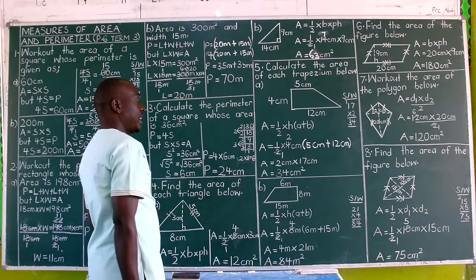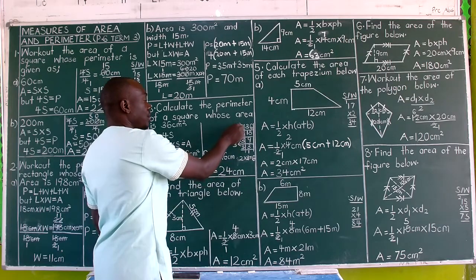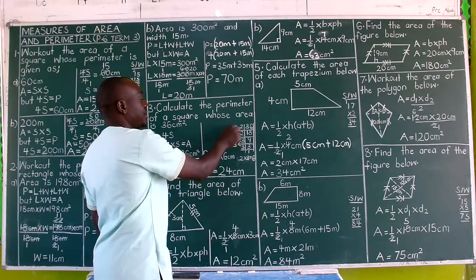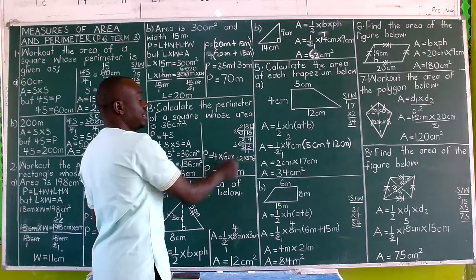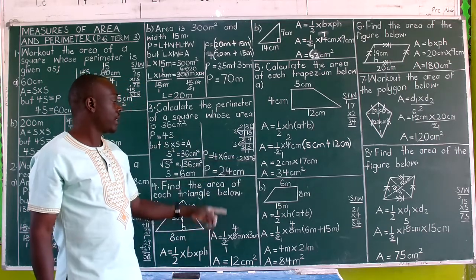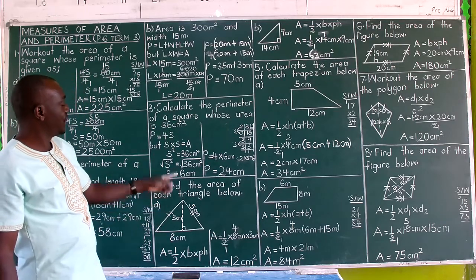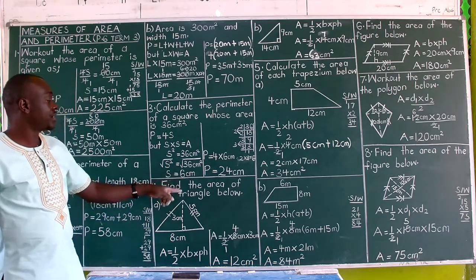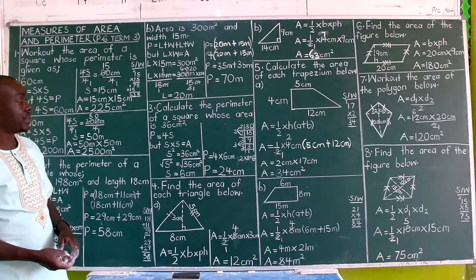Tie two things that look alike to square. So tie this and that, you get a single 2. Tie 3 and 3 and get a 3. So multiply the roots. 2 times 3 gets 6, so the square root of 36 is 6. So each side measures 6 centimeters for this very square.